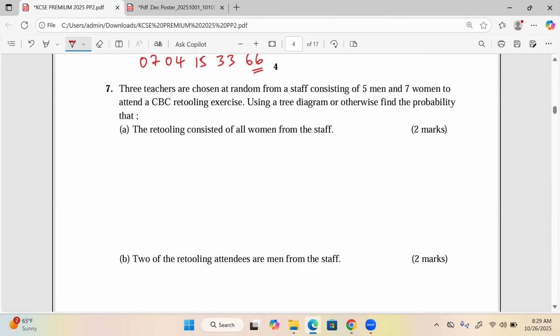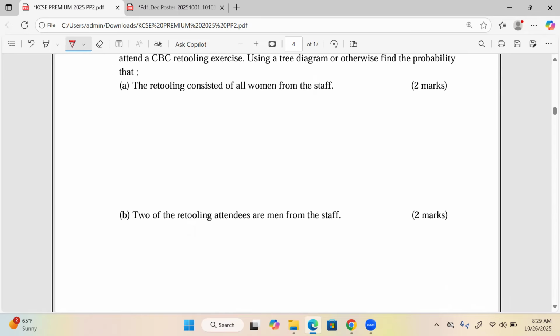Number 7, this is a probability question. Let's check what it says. Three teachers are chosen at random from a staff consisting of 5 men and 7 women to attend a CBC retooling exercise. Using a tree diagram or otherwise, find the probability that the retooling consisted of all women from the staff, and also 2 of the retooling attendees are men from the staff.